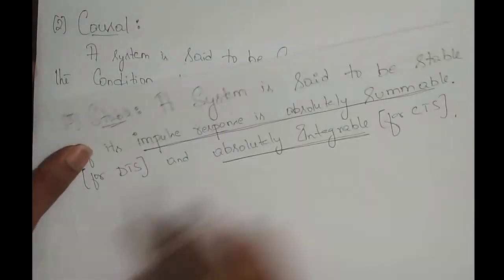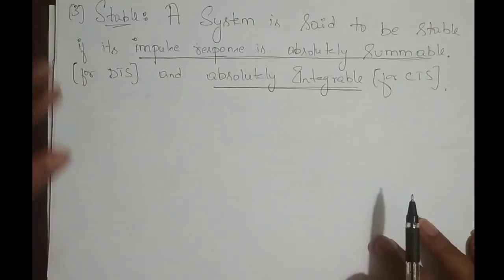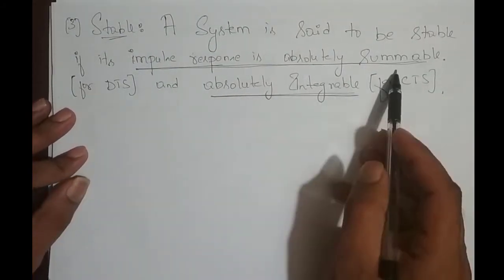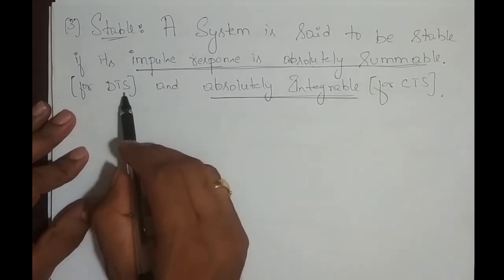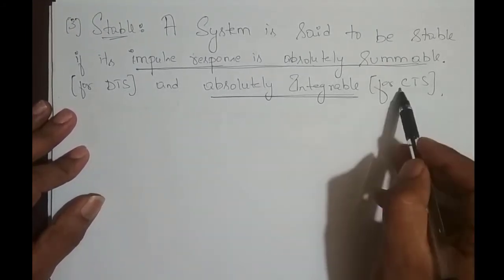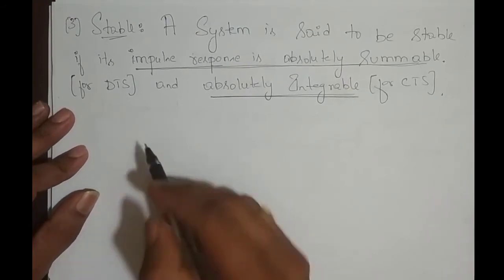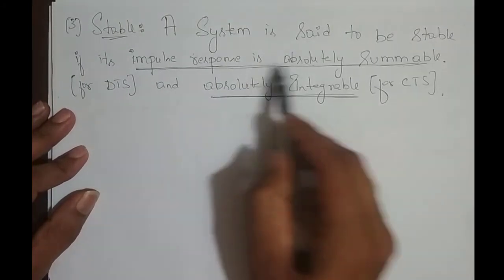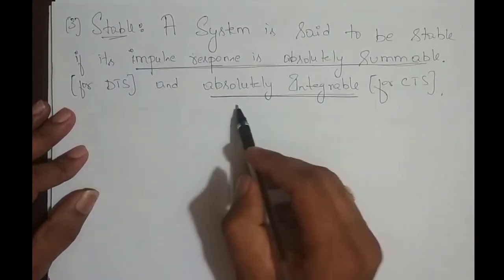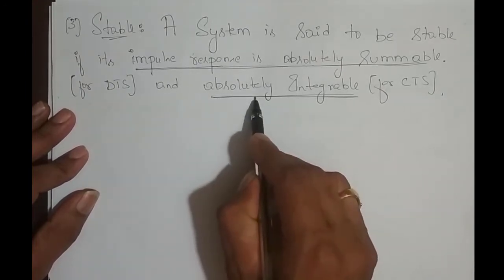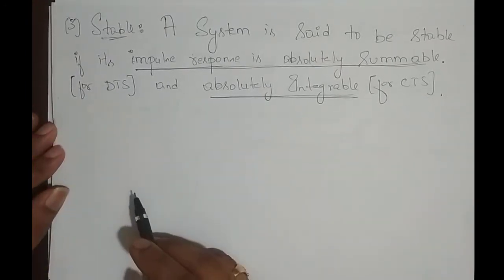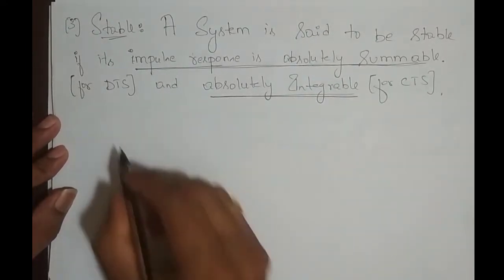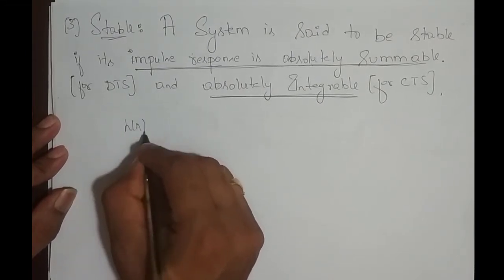Next is stability. A system is said to be stable if its impulse response is absolutely summable, if the system is a discrete time system, and it should be absolutely integrable if the system is a continuous time system. I repeat again, a system is said to be stable if its impulse response h of n is absolutely summable if it is discrete time, and its impulse response h of t is absolutely integrable if it is a continuous time system.